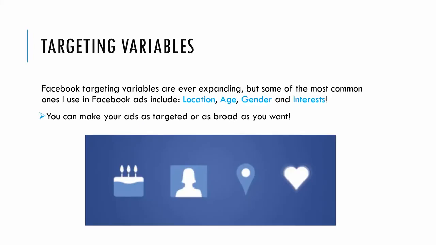Now, the variables Facebook ads use are ever expanding, but some of the most common ones I use include location, age, gender, and interest. So you can really make your ads as targeted or as broad as you want. So let's jump into building a Facebook ad and see how you use Facebook ad targeting.